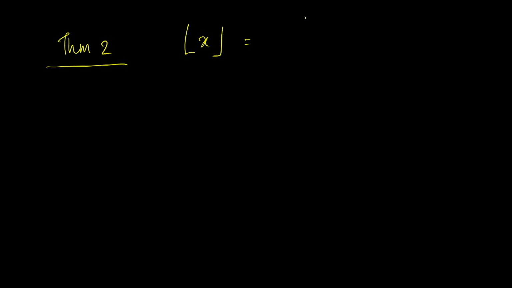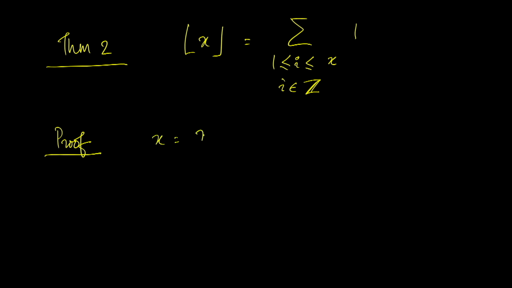Floor of x is also equal to the sum over 1 less than or equal to i less than or equal to x, where i is an integer, of 1. So, as the proof, consider x is n plus epsilon, where epsilon is as before, then floor of x is n, that is what the left hand side is, then sigma 1 over 1 less than or equal to i less than or equal to x for integer i would be n.